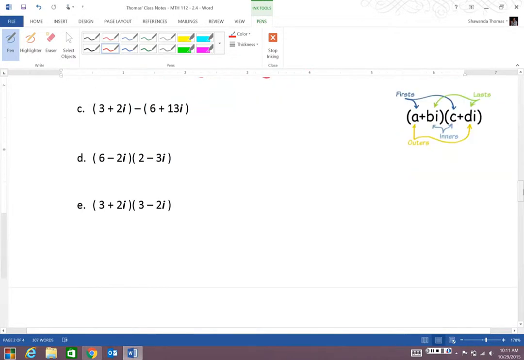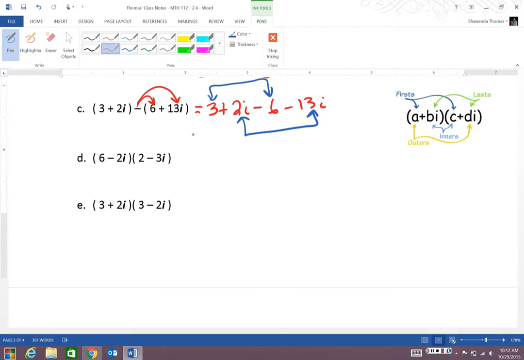Moving on, let's do another one. 3 plus 2i minus 6 minus 13i, so let's distribute. Our like terms are 3 minus 6 and 2i minus 13i. So the answer is negative 3, since 3 minus 6 is negative 3, and 2i minus 13i is negative 11i. So negative 3 minus 11i is the answer.